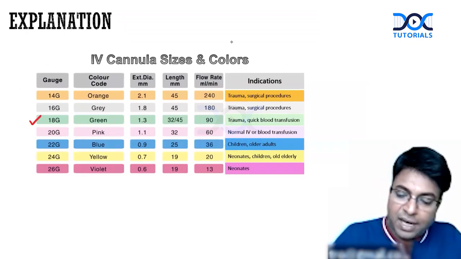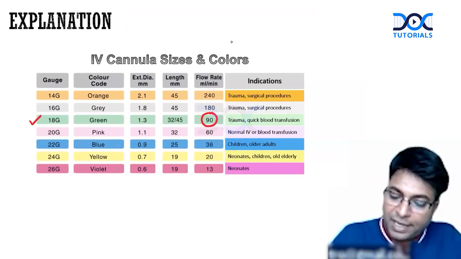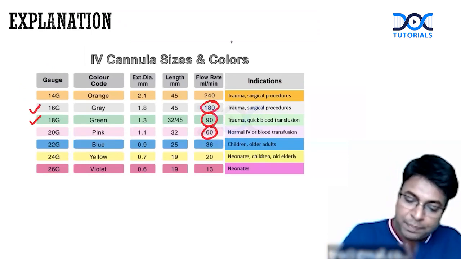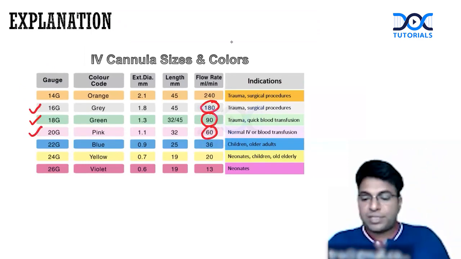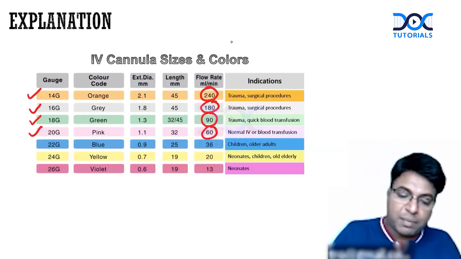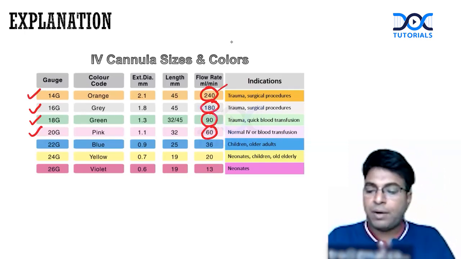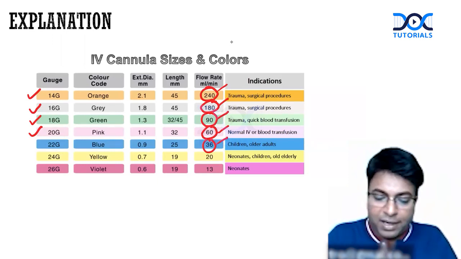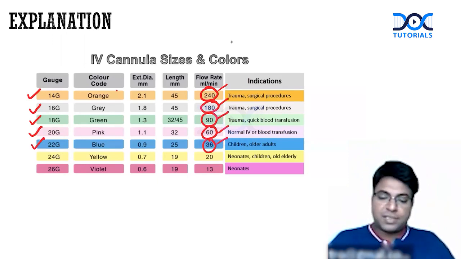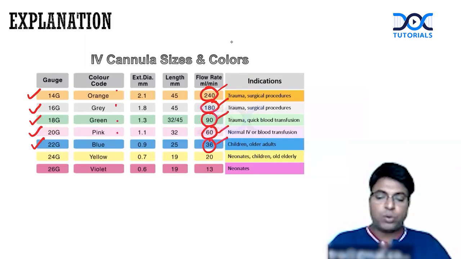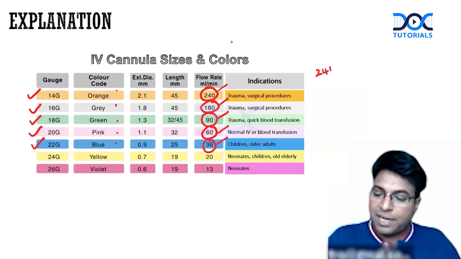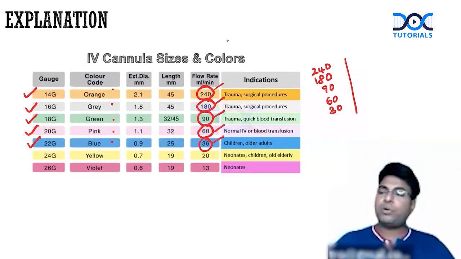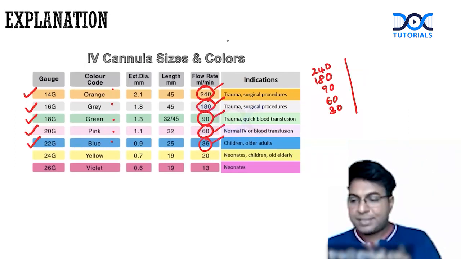So this is 18 gauge. The fluid rate is 90. I used to remember it as 180, 90, 60 because I am sure one of these three will be asked. I was remembering in multiples of 30: orange is 240, 180, 90, 60, and 30. This is the order I used to remember. So orange, 14, 16, 18, 20, 22. Like that you remember. Okay, 240, 180, 90, 60, 30.